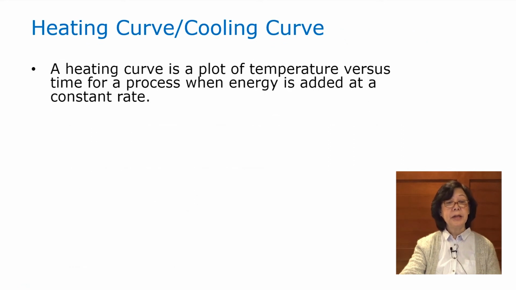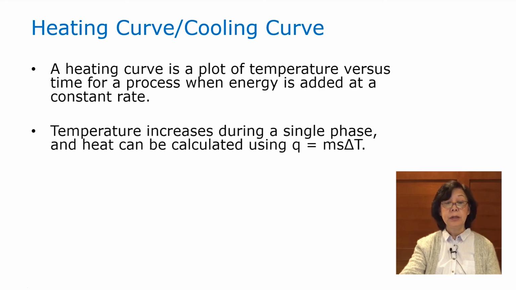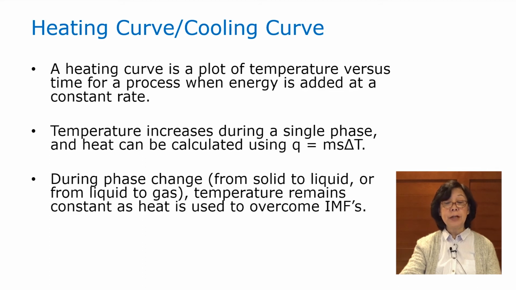Now let's look at the heating curve and the cooling curve. A heating curve is a plot of temperature versus time for a process when energy is added at a constant rate. The temperature increases during a single phase, and heat can be calculated using the formula Q = msΔT. However, during a phase change, from solid to liquid or from liquid to gas, there are 2 phases present. The temperature does not change and remains constant because the heat added is used to overcome the intermolecular force to pull molecules apart.